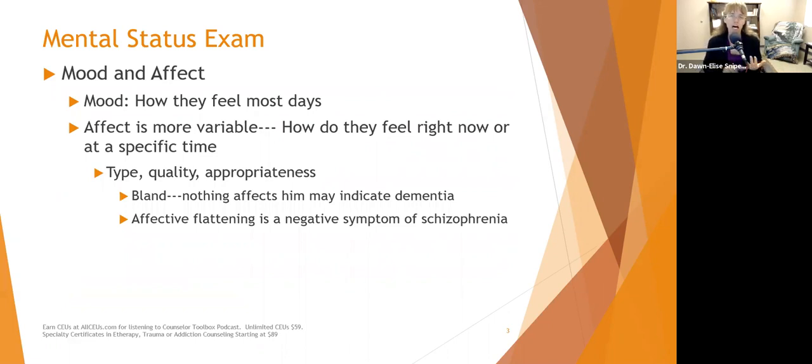We want to look at the type, quality, and appropriateness of people's affect. If their affect is bland, they're just kind of flat, they're just kind of there, it may indicate dementia. It may indicate flattening from psychotic issues. It may indicate flattening from medications. We do want to be aware.